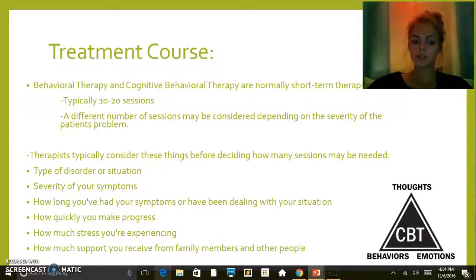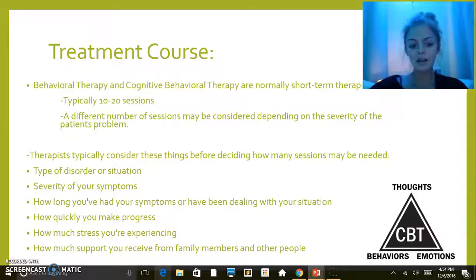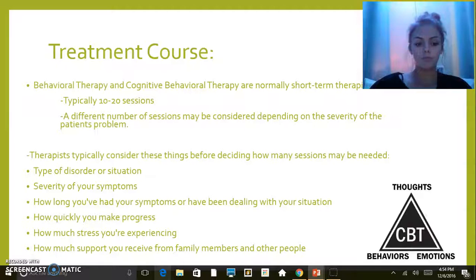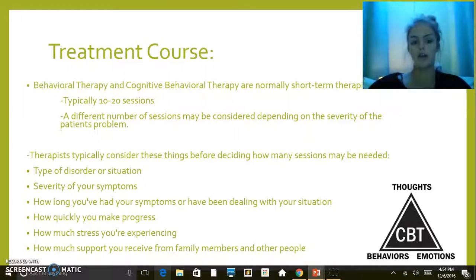So therapists typically consider the following things before deciding how many sessions you may need to come in and see them. Those include the type of disorder or the situation, the severity of your symptoms, how long you've had your symptoms or have been dealing with your situation, how quickly you make progress, how much stress you're experiencing, and lastly, how much support you receive from your family members.